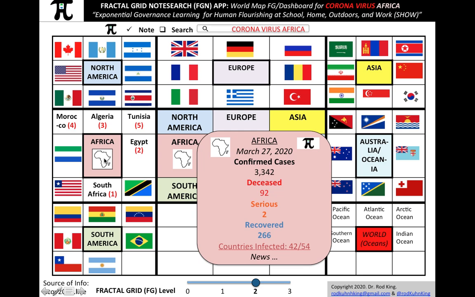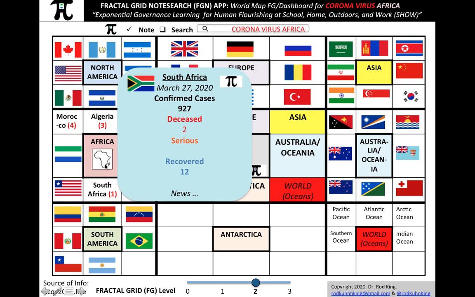We still click on Africa and we are able to see the overview of statistics for the whole of Africa. Right now, Africa has got 3,342 confirmed cases, 92 people are dead, 2 are seriously ill, and 266 have recovered. Of the 54 countries in Africa, 42 are infected. So you can have all this information just by clicking on Africa.